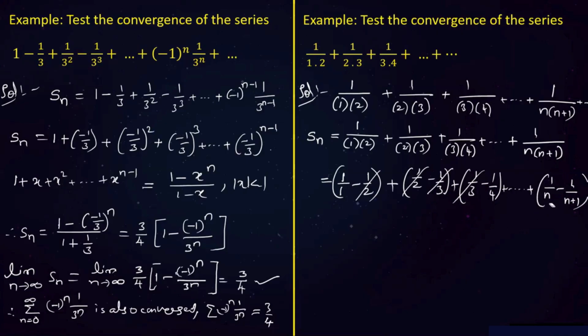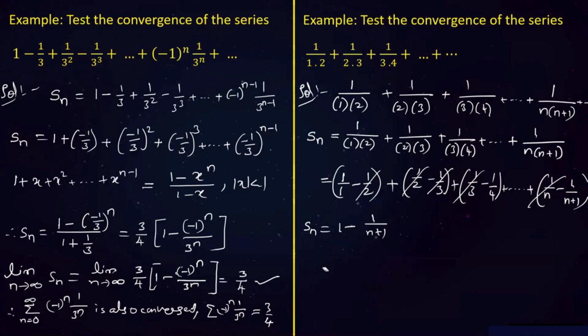So if you cancel all these terms one by one, what remains here, you see, is the first term and the last term. Except these two, all the remaining will be cancelled out. And that's how, if you write Sn, we'll get it as 1 minus 1 by n plus 1. So this is now Sn, the sum of the first n terms of this series.